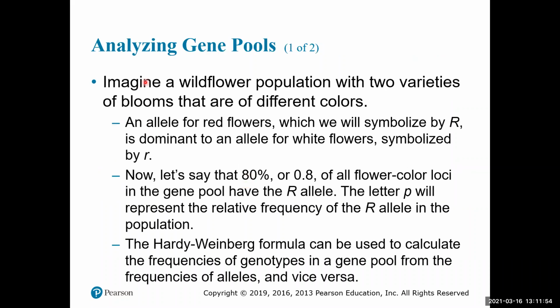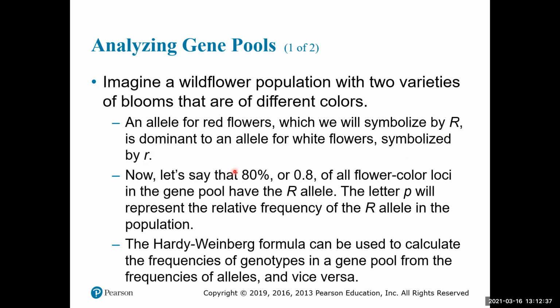So, for example, let's look at a wildflower population with 2 varieties of blooms. This wildflower population can have red flowers or it can have white flowers. Red flowers are dominant to white flowers. Dominant alleles are represented by a capital letter. Recessive alleles are usually represented by a lowercase letter. So in this situation, we're going to say uppercase R is the dominant red allele, and lowercase r is the recessive white allele.